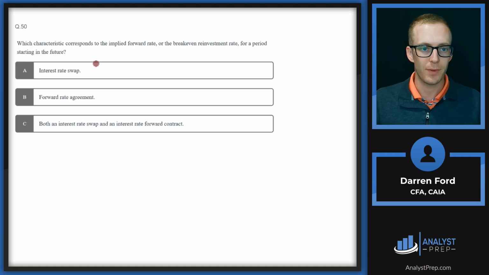Which characteristic corresponds to the implied forward rate or the break-even reinvestment rate for a period starting in the future? We've got A, interest rate swap, B, forward rate agreement, or C, both an interest rate swap and an interest rate forward contract. So we're looking at implied forward rate here. It's right there in the answer. We're looking for a forward rate agreement, not an interest rate swap, which is included in A and in C. We'll go with B.